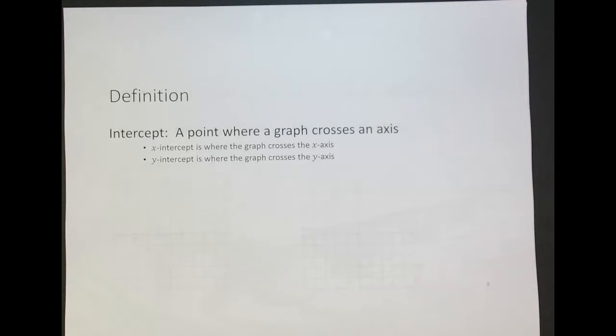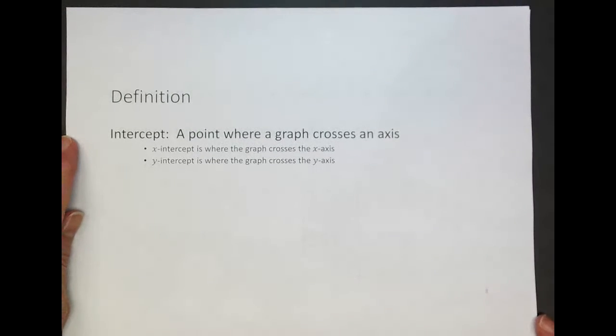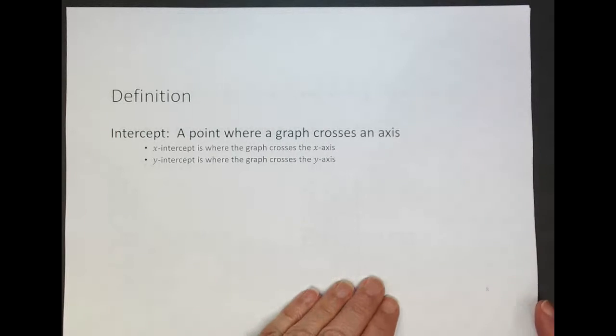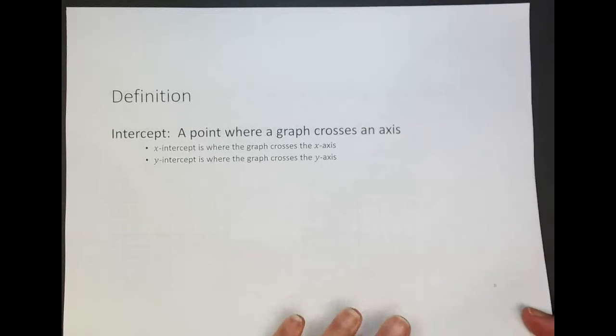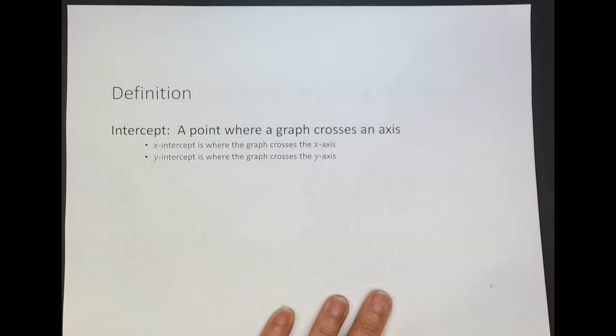All right, let's start with a definition. What is an intercept? An intercept is a point where a graph crosses one of the axes. The x-intercept is where a graph crosses the x-axis. The y-intercept is where the graph crosses the y-axis.